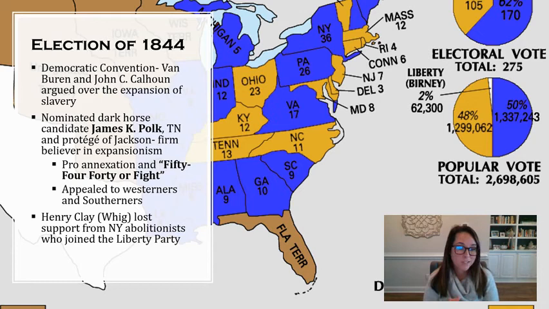Poor Henry Clay lost again, mostly because he flip-flopped on the issue of the annexation of Texas. And he lost a lot of New York abolitionists that joined the Liberty Party. And so those 36 electoral votes really helped Polk win in 1844. We really know Polk as the expansionist president because of the amount of territory that he added within his single term, his single administration.